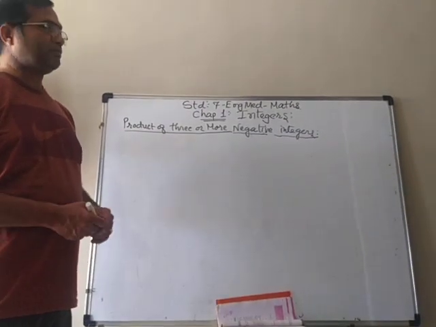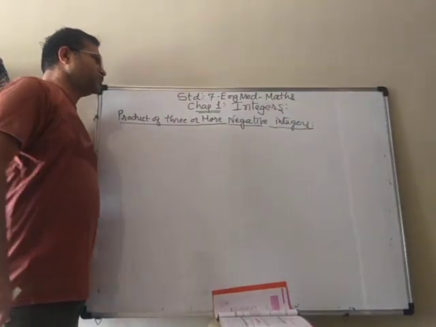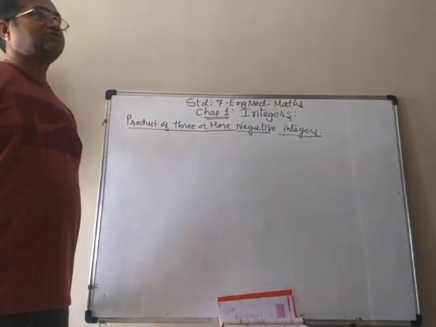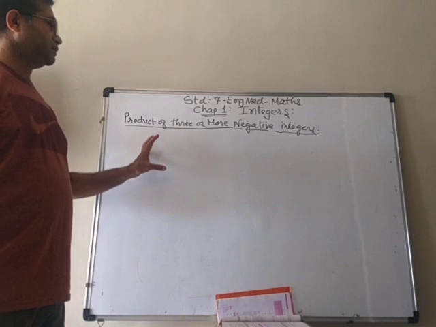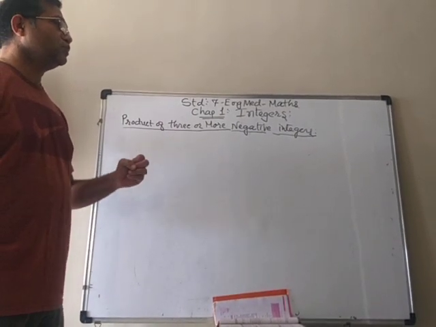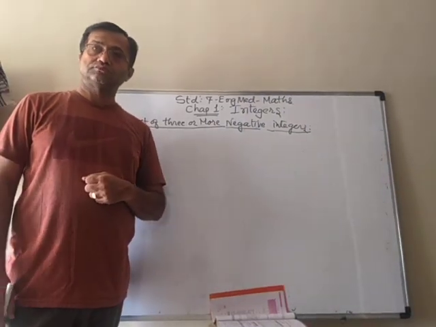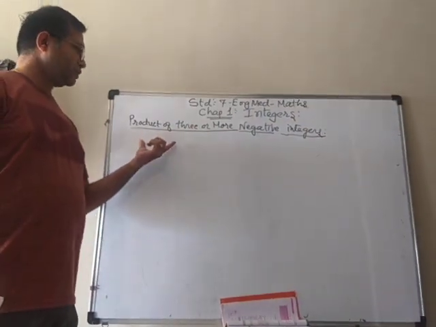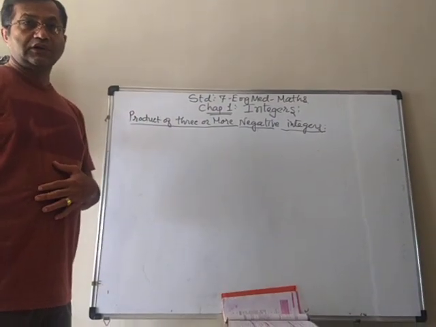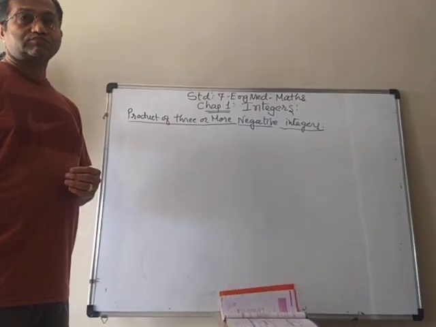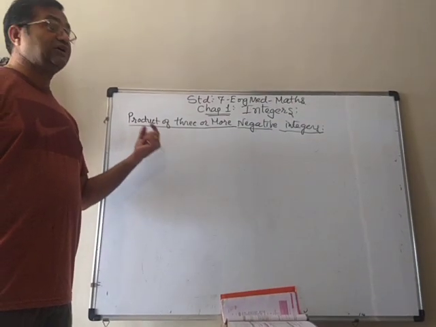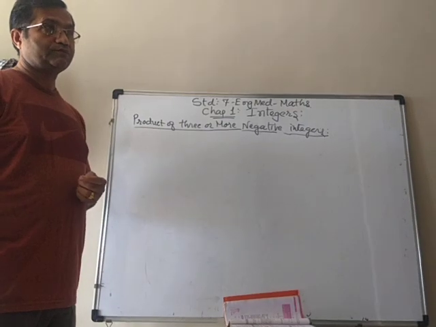Standard 7 English medium. We are going to continue chapter 1, integers. In the last video you learned how to multiply two integers. You learned how to multiply when there is one negative and one positive integer, and also you learned how to multiply when both the integers are negative.